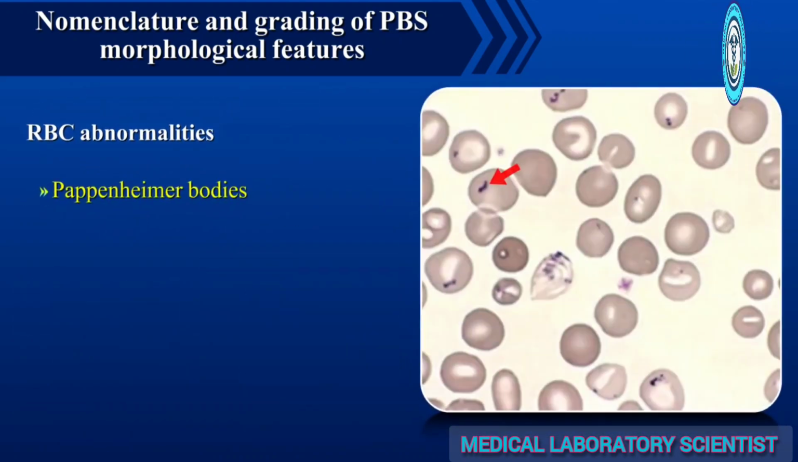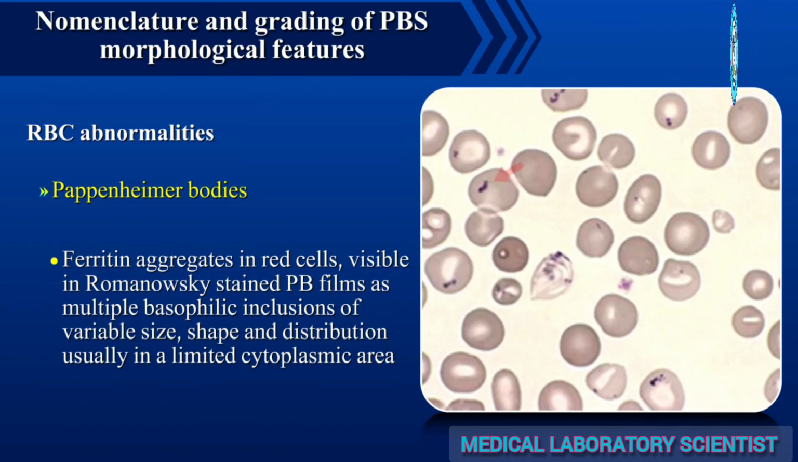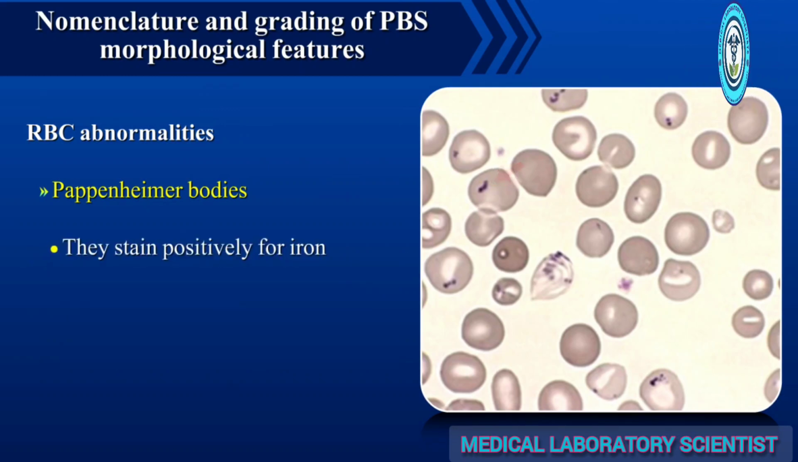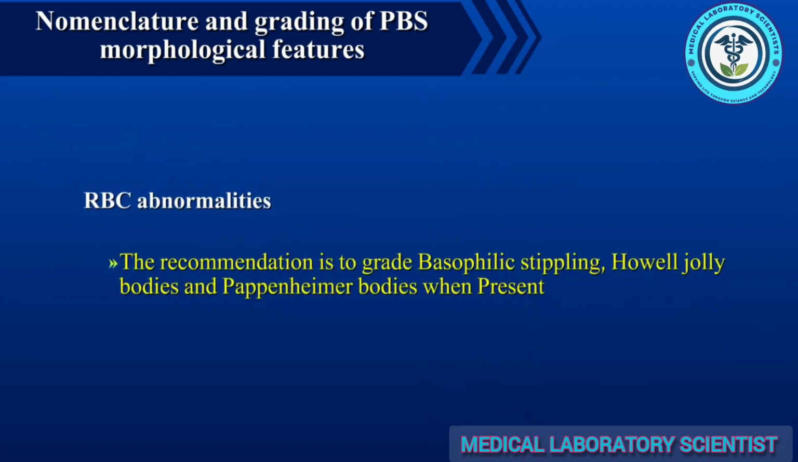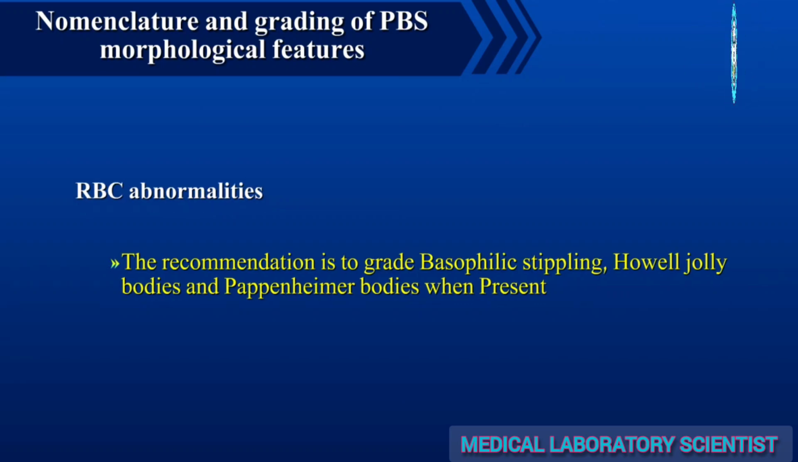Pappenheimer bodies are ferritin aggregates in red cells, visible in Romanowsky stained peripheral blood films as multiple basophilic inclusions of variable size, shape, and distribution, usually in a limited cytoplasmic area. They stain positively for iron. The recommendation is to grade basophilic stippling, Howell Jolly bodies, and Pappenheimer bodies when present.